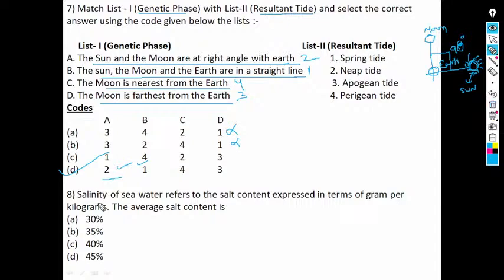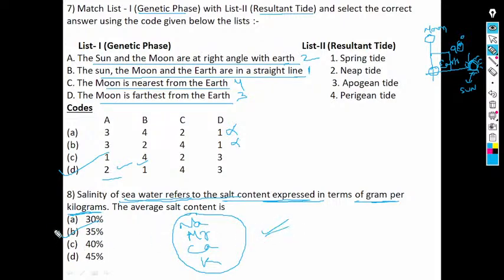Then salinity of seawater refers to the salt content expressed in terms of grams per kilogram. That is salinity of seawater. We see that salinity of seawater is mainly because of the gram per kilogram content. If I say 35 per thousand, then we know it includes sodium, magnesium, calcium, potassium, all the salts together, that is 35.